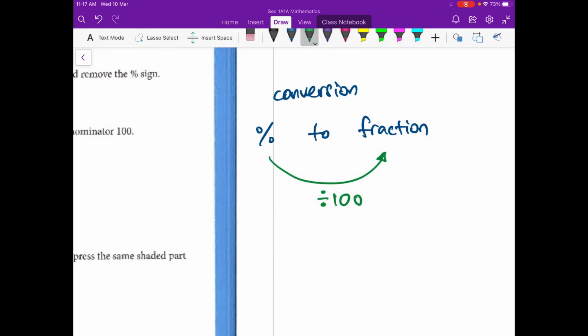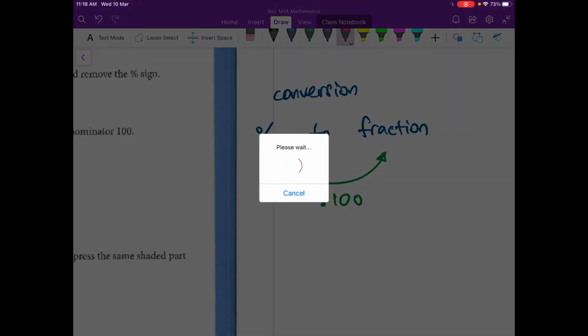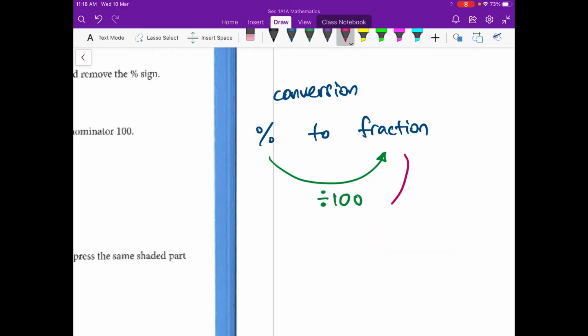But what if I want to convert from fraction to percent? If I want to go the other way, what should I do? Times what? Times 100, but that's not the end of the story. We need to multiply by 100%. Okay, fraction change to percent. You must multiply by 100%. Okay, copy this down.